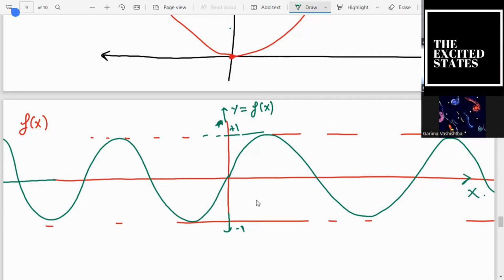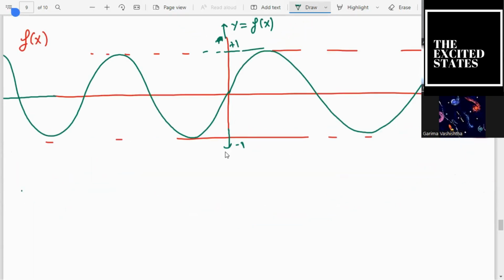Can you see whether the value of y is bounded, or is it going up till infinity or -infinity? What is the minimum value that this function is taking? -1. And what is the maximum value? +1. So what is the range of this function? Less than or equal to +1, more than or equal to -1. -1 to +1 is correct.